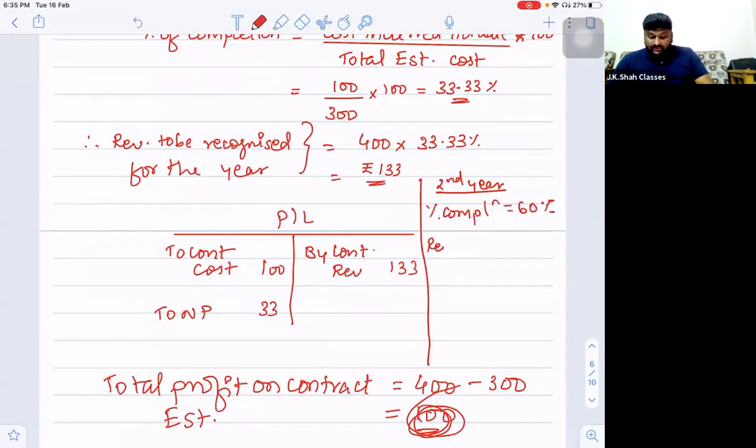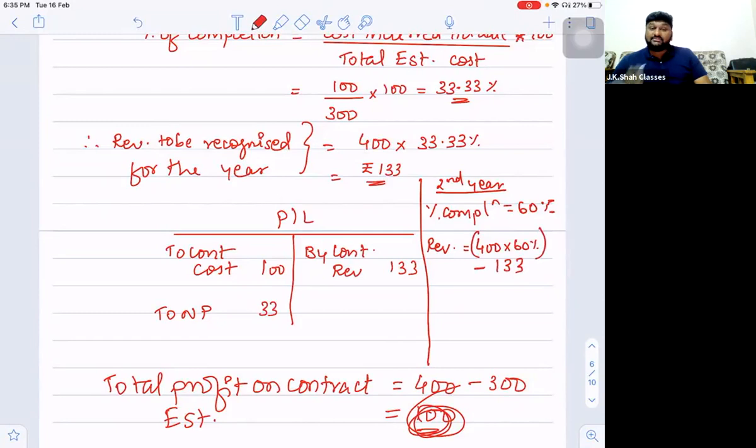Then how much revenue will you recognize? Sir, people will say 400 multiplied by 60%. But sir, please understand, this 60% is the cumulative figure. Out of this, 33% revenue is already recorded in the last year. So you cannot record it again. So what you have to do is minus revenue already recognized. So 133 was revenue already recognized. Are you getting this point?